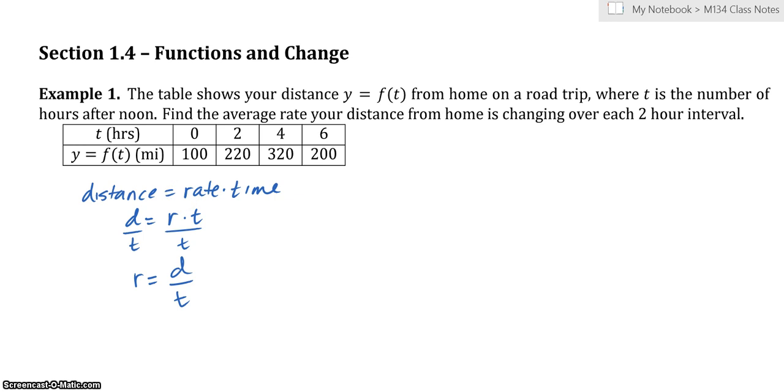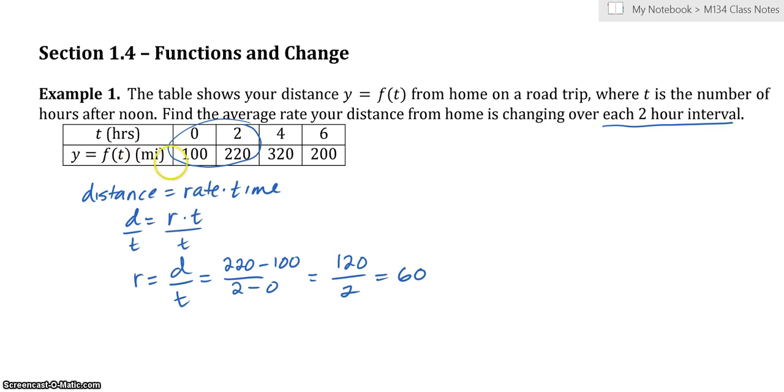So the first interval, because it asks you to do it for each 2-hour interval, we're going to be looking at these two numbers. So what is our distance? Well, you can't just say 100 over 0 or 220 over 2, because that's the total distance. We need to find the distance we traveled in those 2 hours, because the time is going to be 2. So you're going to have to subtract. This is going to be 220 minus 100 over 2 minus 0. So the distance we traveled in the first 2 hours is 120. Divide that by 2, and it looks like 60.